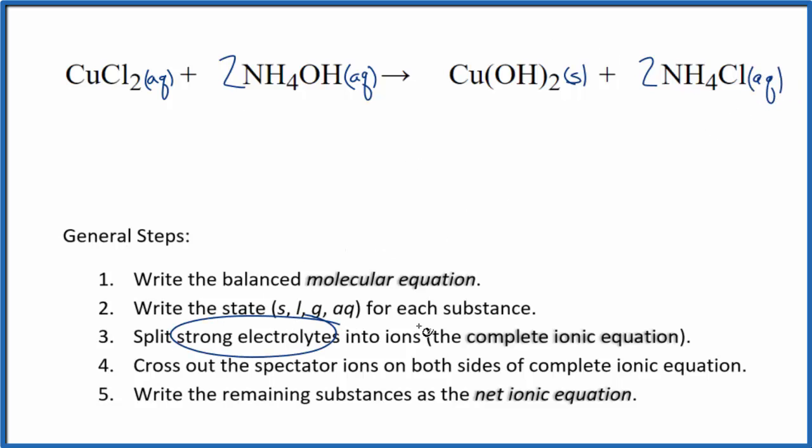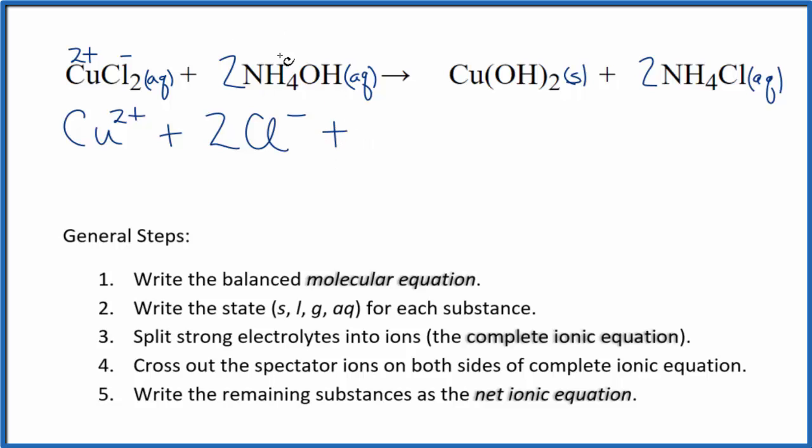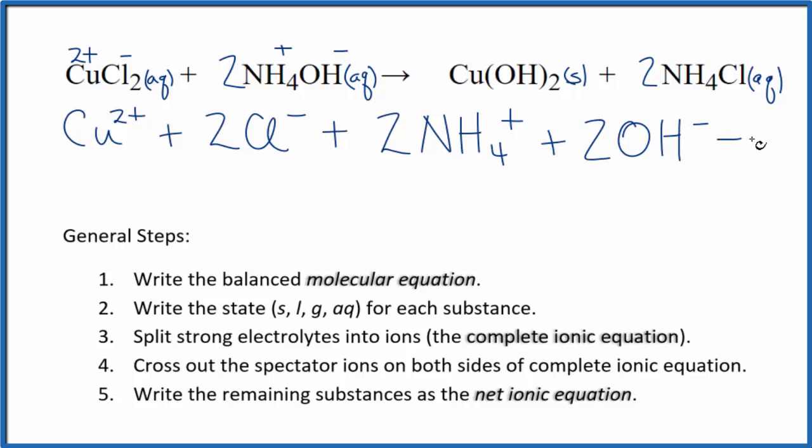Now we can split the strong electrolytes into ions for the complete ionic equation. Let's see. Copper, we don't know the charge, but we do know that chlorine forms 1- ions. We have two chlorines. Copper has to be 2+. So we have the Cu2+ copper(II) ion plus these two chloride ions, Cl-. The ammonium ion here, a good one to remember, has a 1+ ionic charge. The hydroxide has a 1-. So I have two ammonium ions, and then I'll also have two of these hydroxide ions. And those are the reactants in our complete ionic equation.